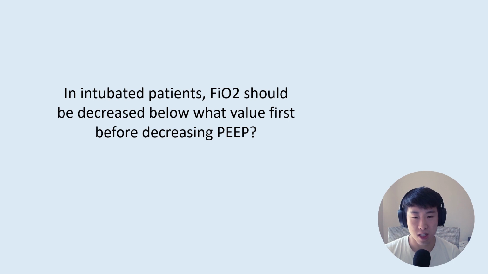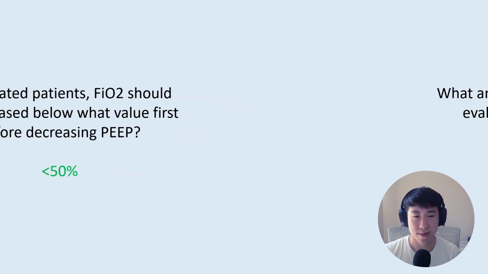In intubated patients, FiO2 should be decreased below what value first before decreasing PEEP? And I learned this week that normally they like to get it a little bit below 50% before they start considering decreasing the PEEP. And I'm not sure if this applies for everything, but basically for one of the patients we had this week, this is what we did.